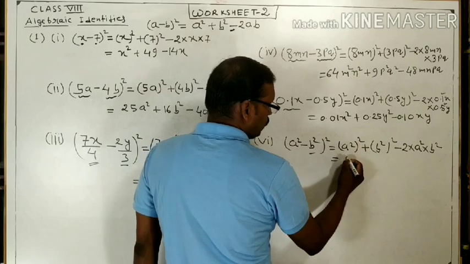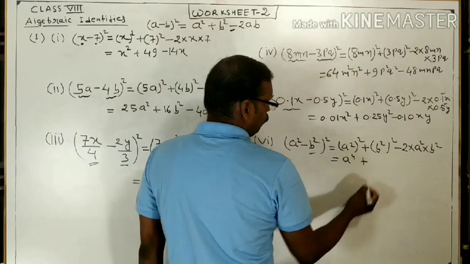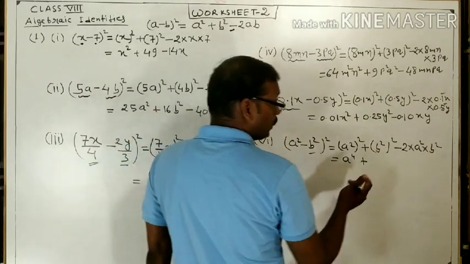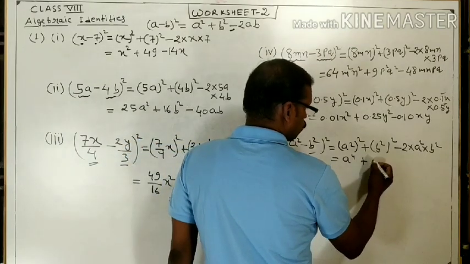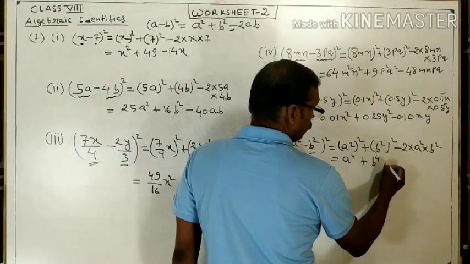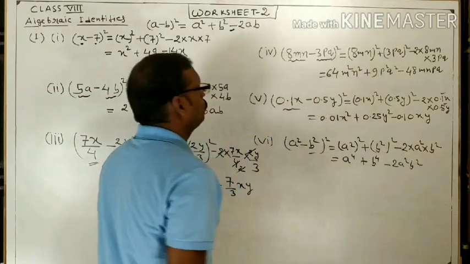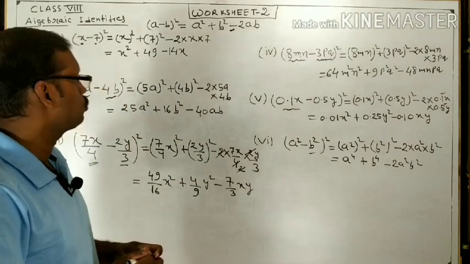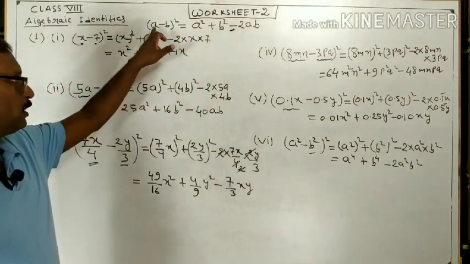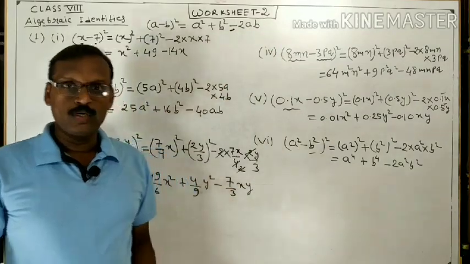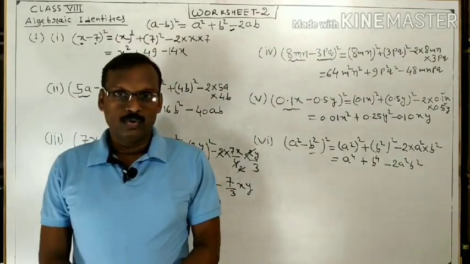a square squared, a to the power 4, we multiply the powers, as we have already studied in exponents and powers, plus b square squared, b to the power 4, minus 2a square b square. So this is the problem based on identity 2, (a minus b) whole square equals a square plus b square minus 2ab.